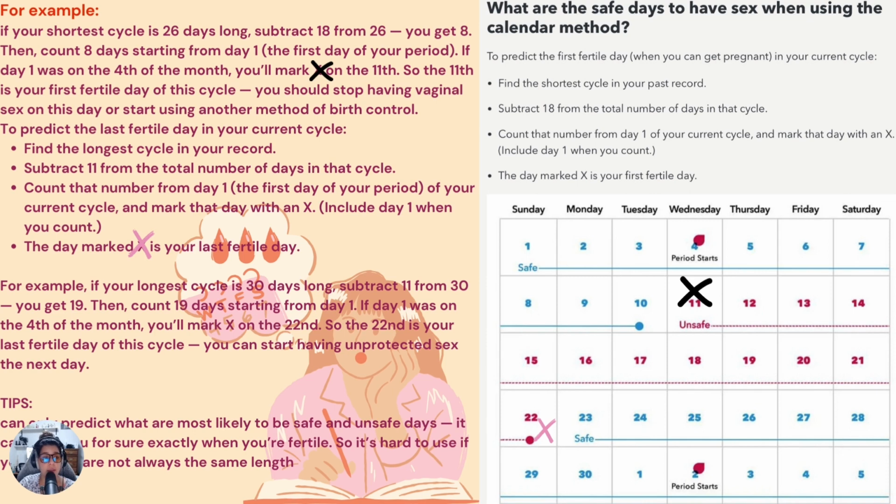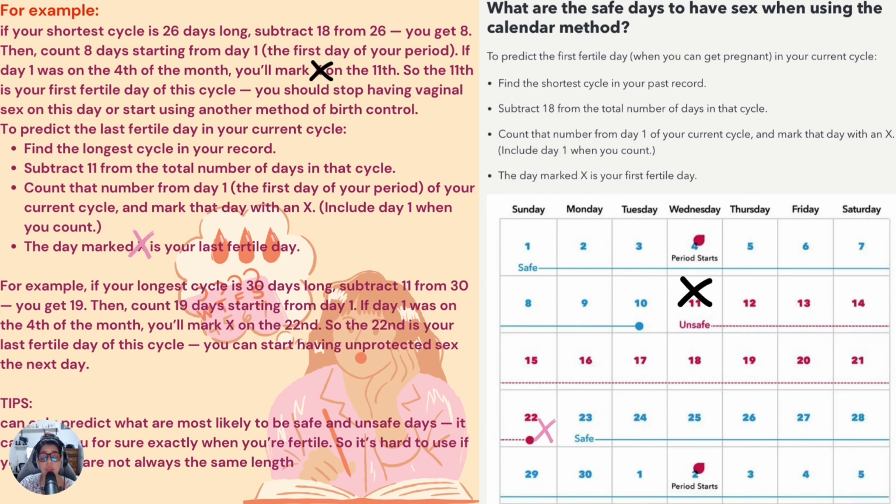And then that's day 1. So then you get 8 days. So you'll do 1, 2, 3, 4, 5, 6, 7, 8. On the 11th is the first day that you're possibly going to be fertile.